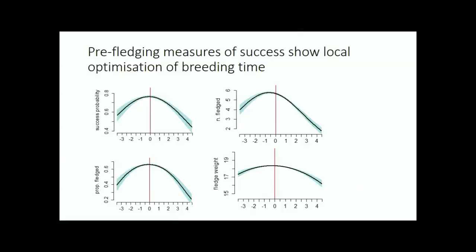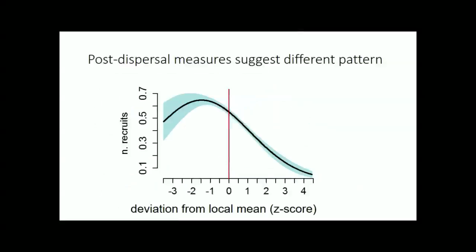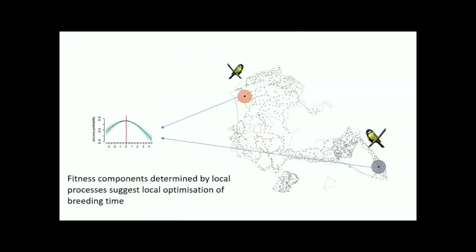If we look at a measure of fitness taken after dispersal happened, we see a different kind of pattern. So this is the pattern in terms of the numbers of recruited offspring in relation to the deviation from the local, the long-term mean for this nest box. You can see that the peak is shifted quite well towards negative values. In other words, breeding attempts that are earlier than average tend to have the highest success in terms of numbers of recruited offspring. So what seems to be happening here is that we've got two kinds of patterns.